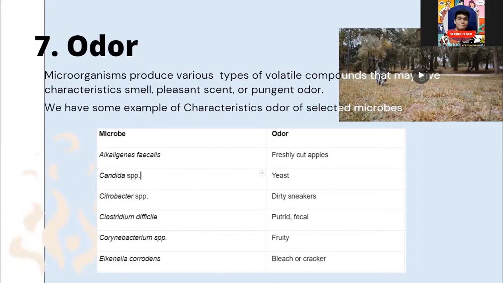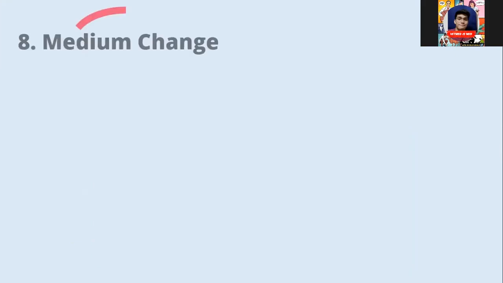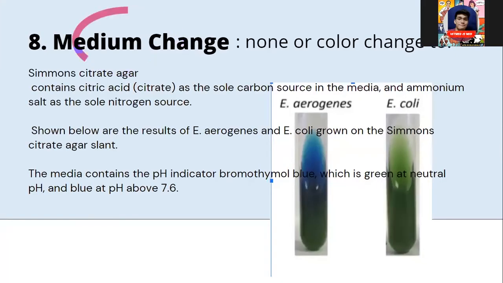Citrobacter species smells like dirty sneakers. Next is Clostridium difficile, which smells putrid and fecal. Another example is Corynebacterium species, which has a fruity scent. And lastly, Eikenella corrodens, which smells like bleach or crackers. These are some examples of microbes that have specific odors.